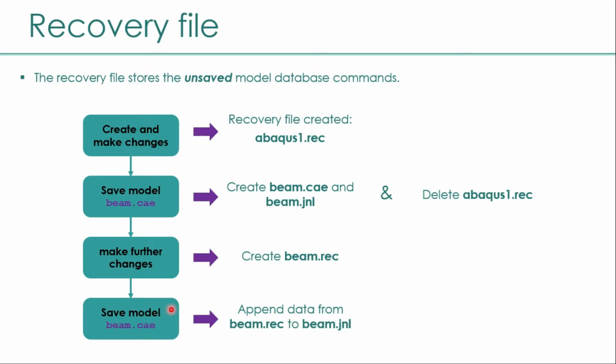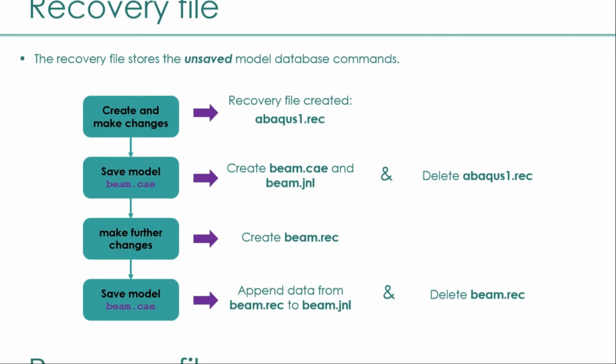So what happens at this point is whatever commands were written in the recovery file, all these commands are now appended to the journal file. Now you can see the journal file will always have all the data related to the model database. And because we have saved the model and all the data is now in the journal file, Abaqus deletes this beam recovery file. So now we will see how the recovery file is useful.